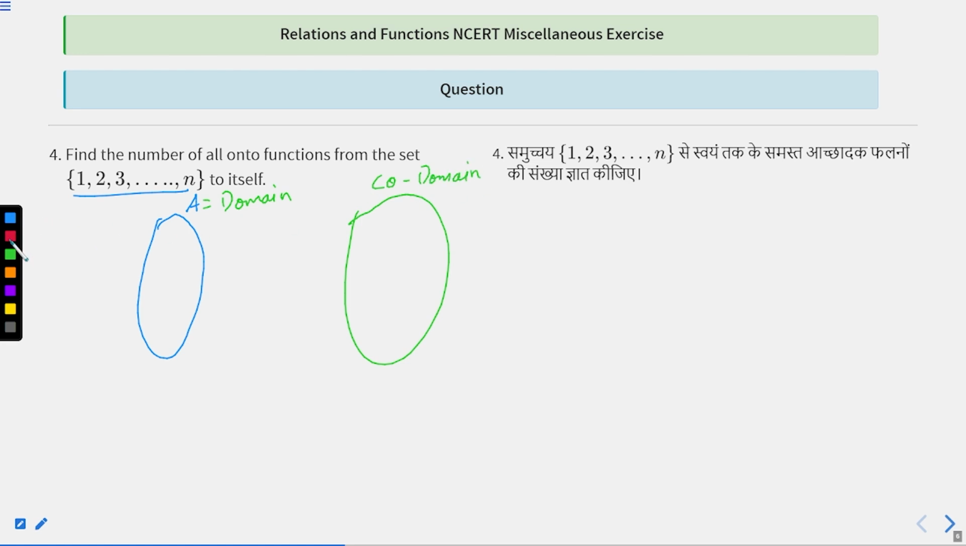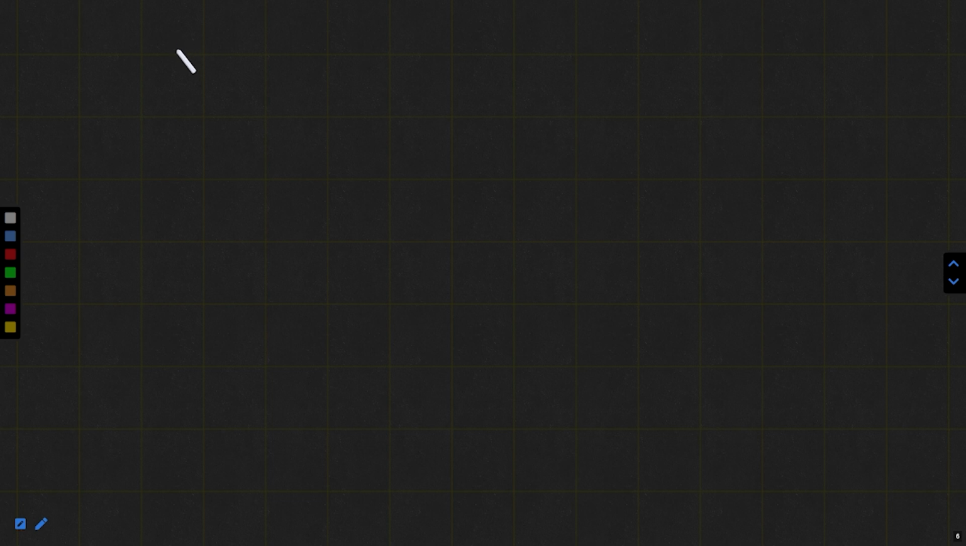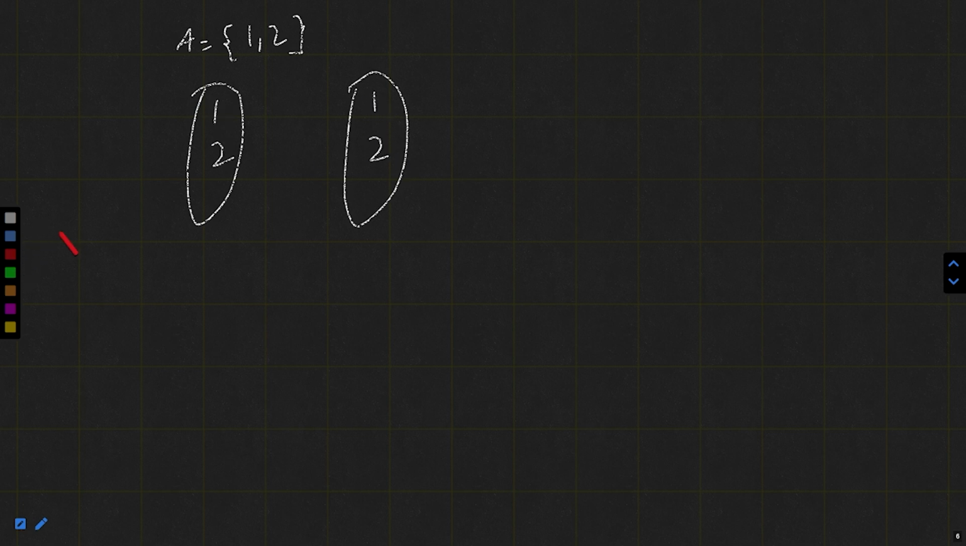Codomain set. The elements are 1, 2, 3, n, 1, 2, n. Okay. Now what? What we are asked is that we have to find all the onto functions. So let's see what if A is just 1 and 2 elements. The domain will be this, codomain will be this. Can you think how many onto functions you can make?